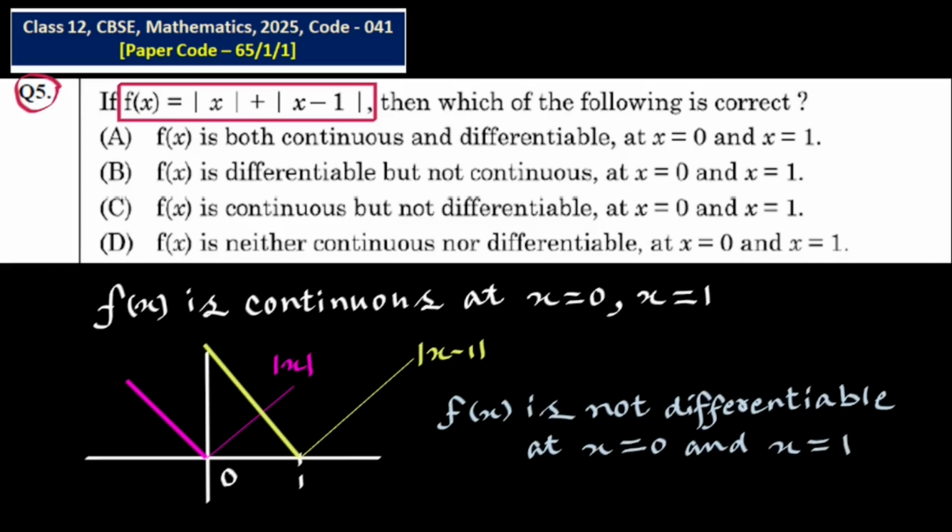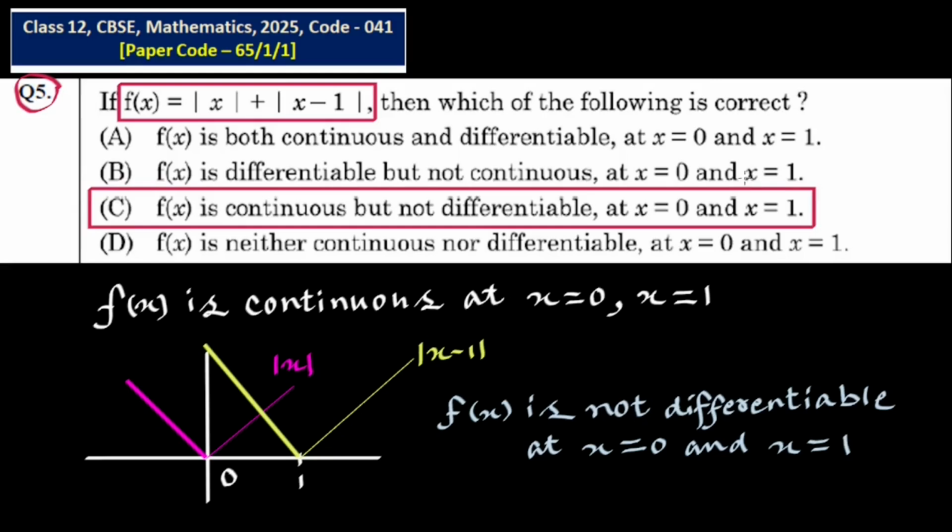Hence, the correct answer option is C. f(x) is continuous but not differentiable at x equals 0 and x equals 1.